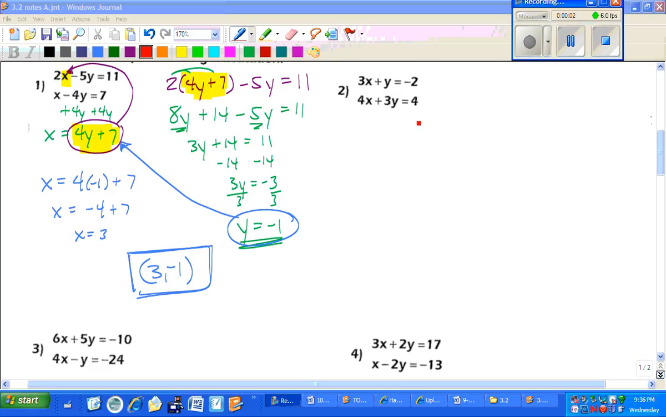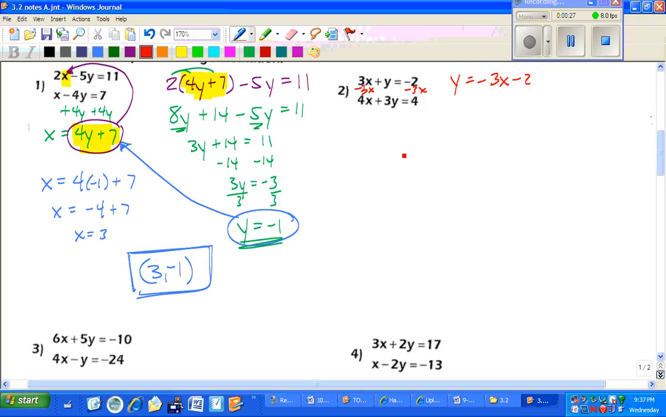Let's try number 2. First thing, look for the best variable to solve for. So the only variable here that just has a 1 in front of it is y in the first equation, 1y. So that's what we're going to solve for this time. We want to get this y by itself, so we're going to subtract 3x from both sides. So we get y equals negative 3x minus 2.